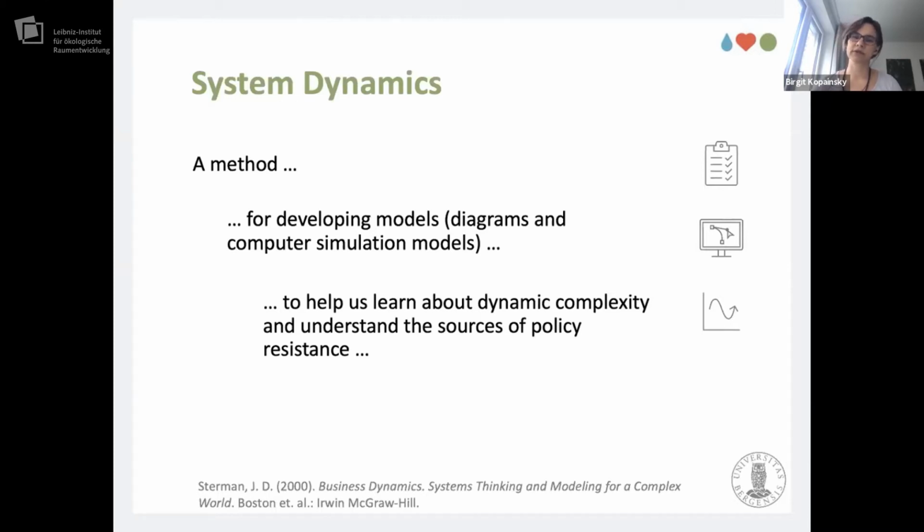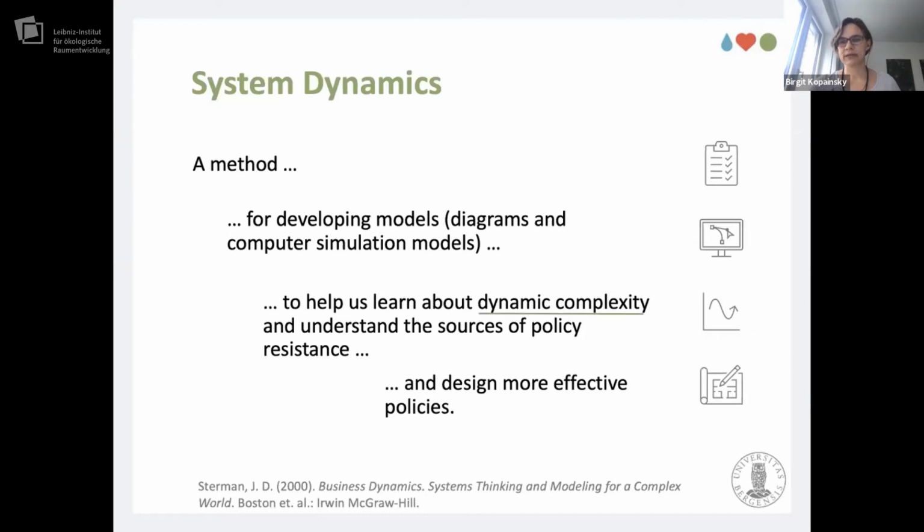So we want to understand why building more roads leads to more traffic. That's a classical example of policy resistance. So that with this deep understanding, we are better equipped to design more effective policies.